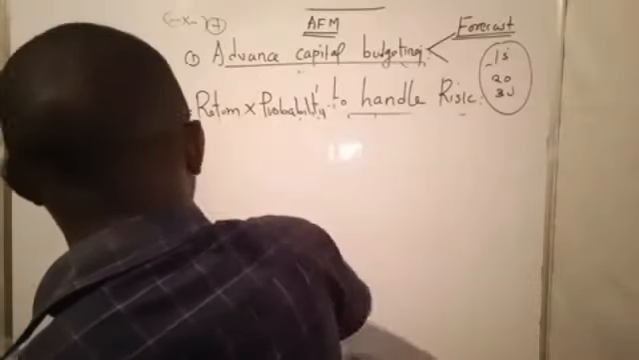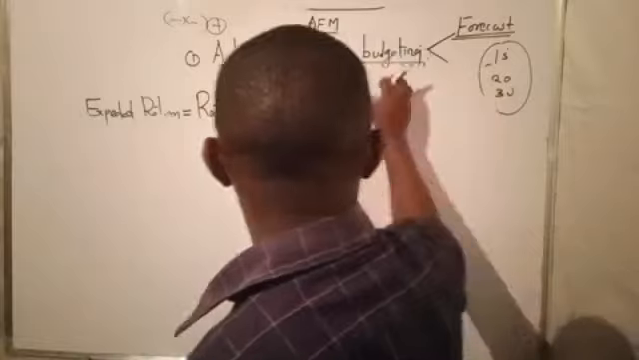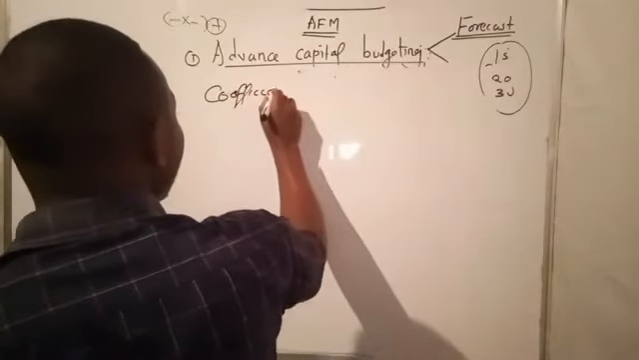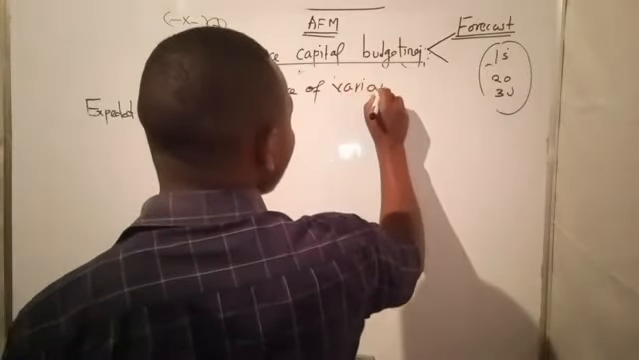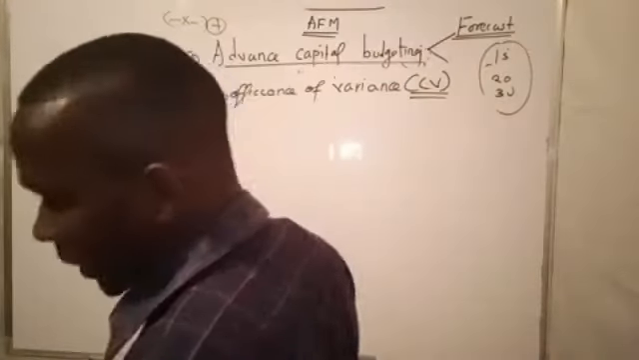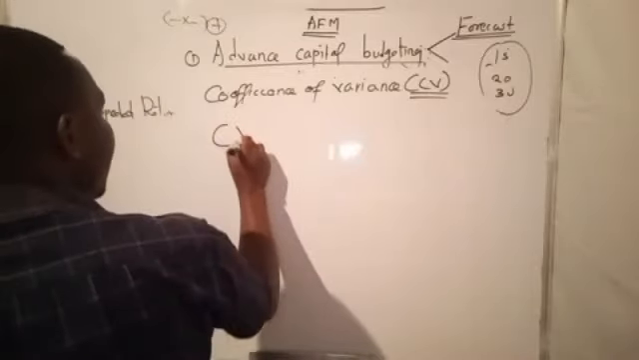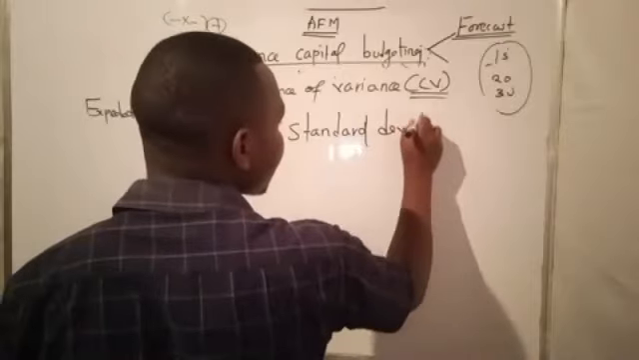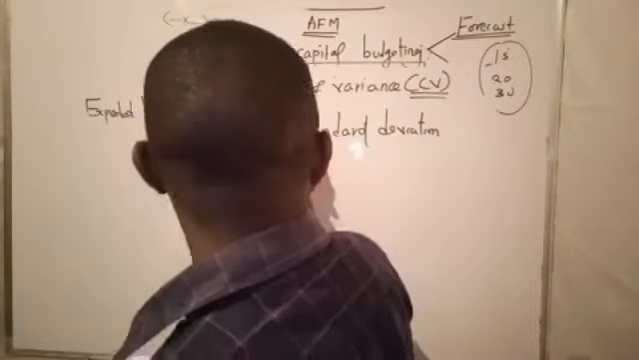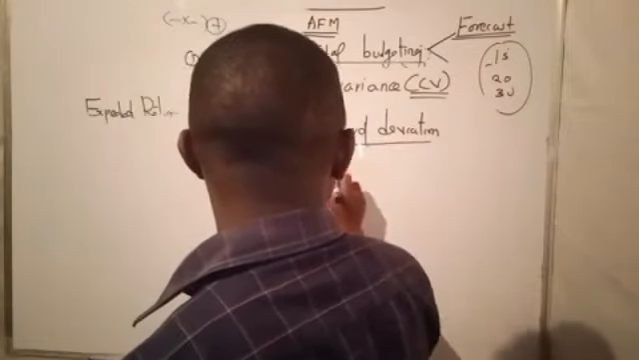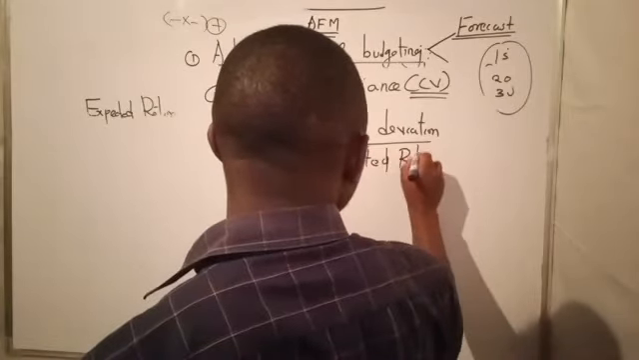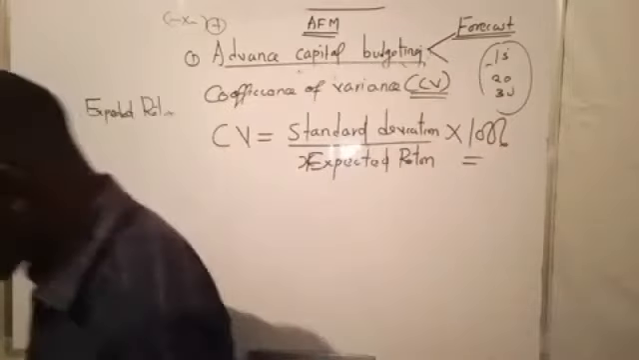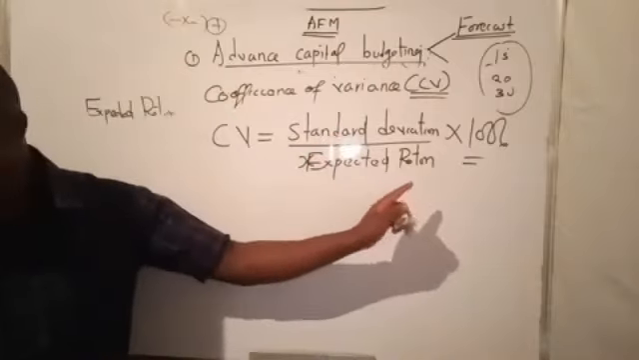Then the next one is coefficient of variation, CV, which is a relative risk. How do you get the coefficient of variation? You take the standard deviation, divide by expected return, times 100%. So that's how we get the coefficient of variation.